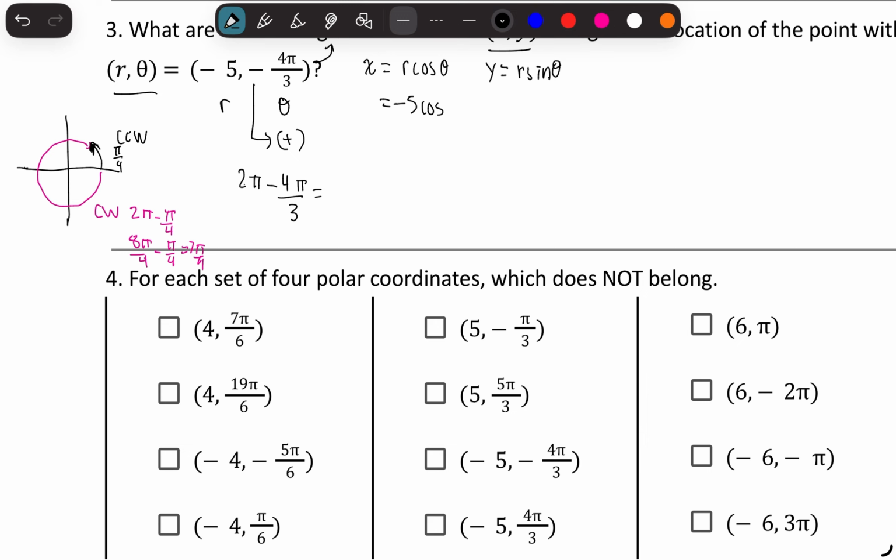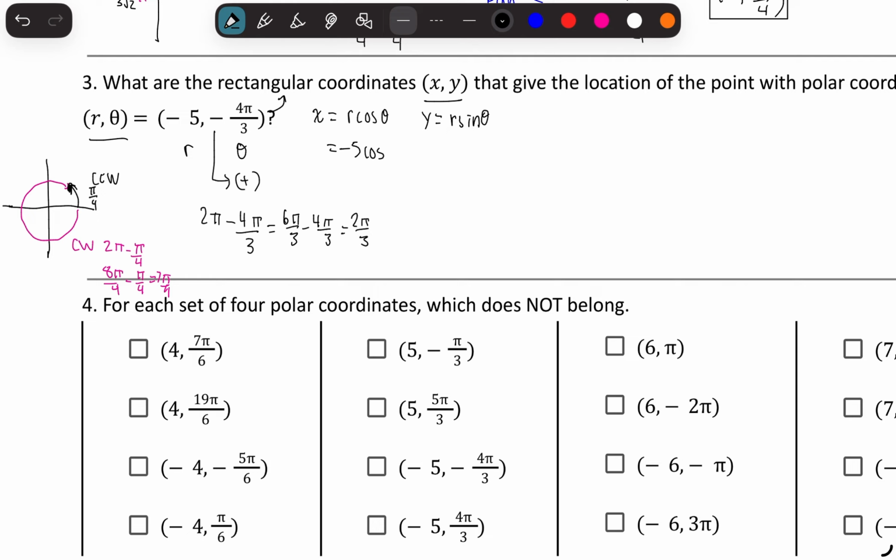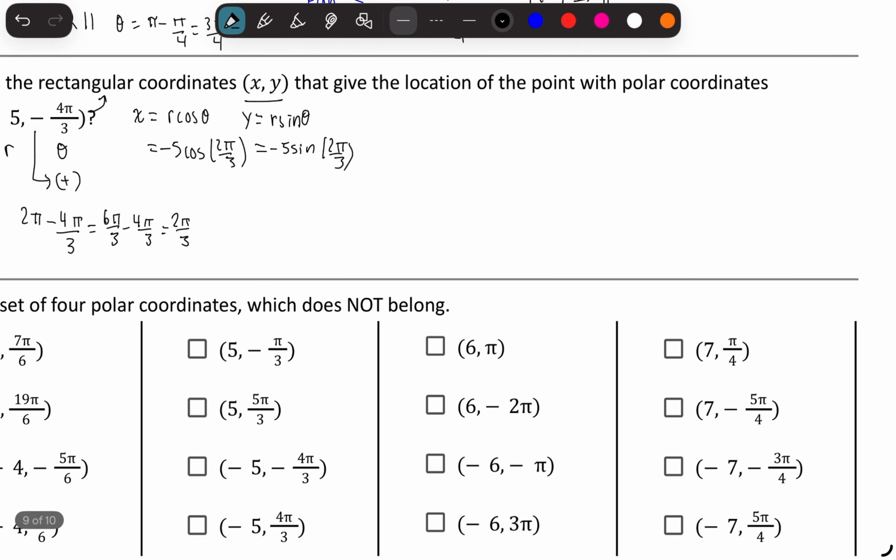So we can write 2 pi as 6 pi over 3 minus 4 pi over 3. That is 2 pi over 3. So what you can do is, there's also a second way you could tackle this cosine and sine if you wanted to use the negative angles, which I'll show you how to do now.